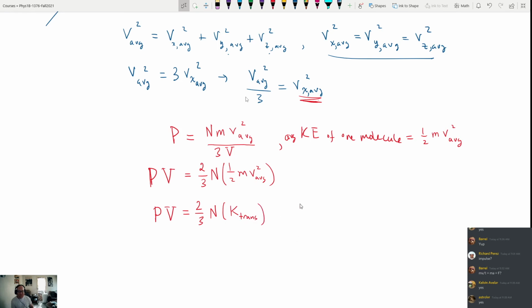So K trans is translational kinetic energy. I mentioned translational because there's also going to be rotational. That's ultimately going to affect this as well.